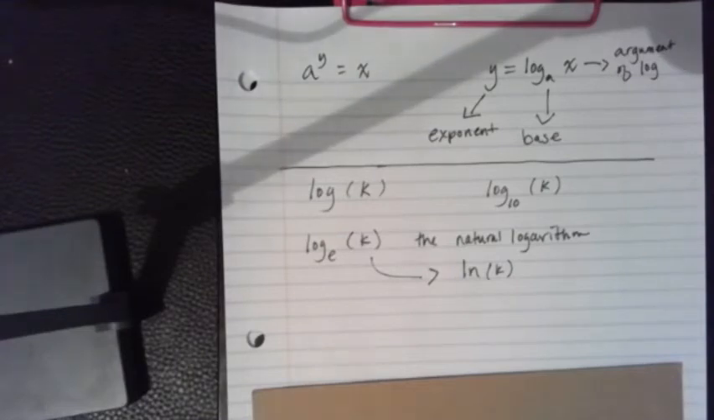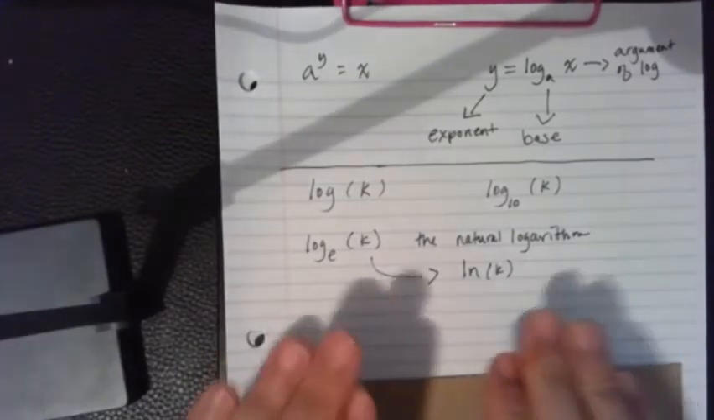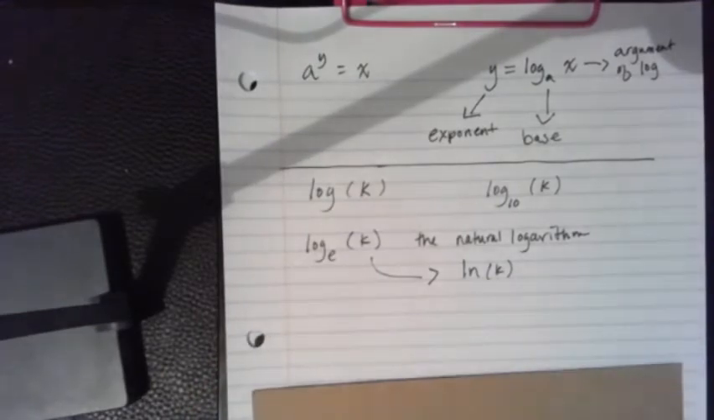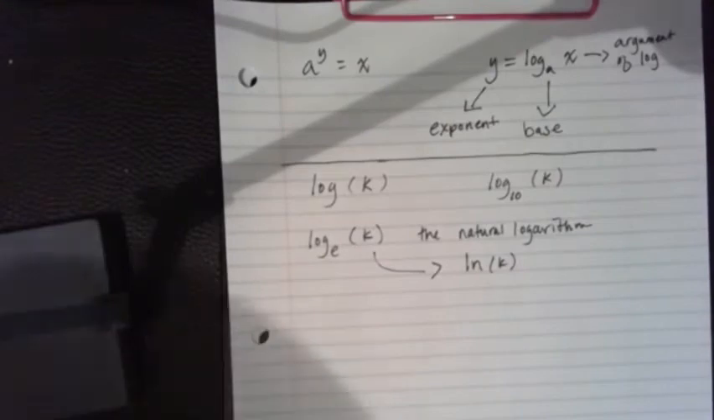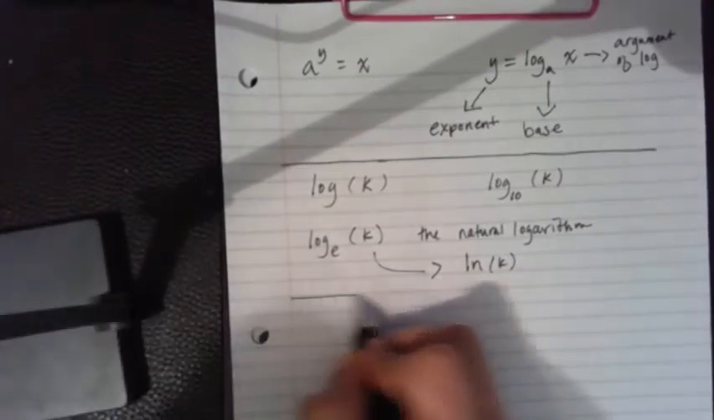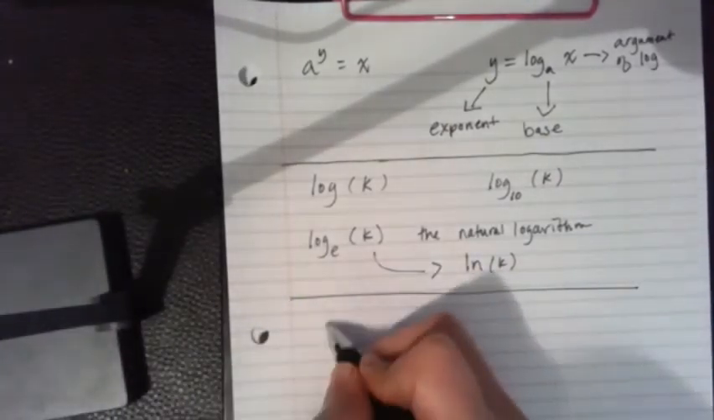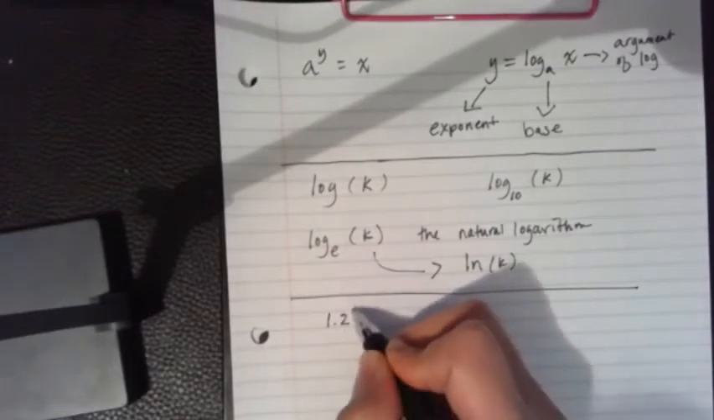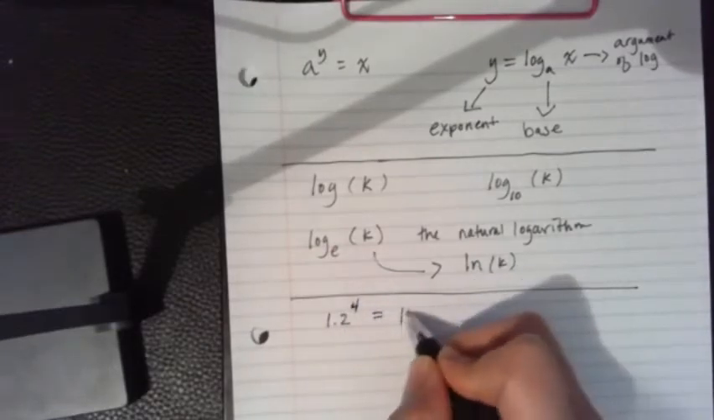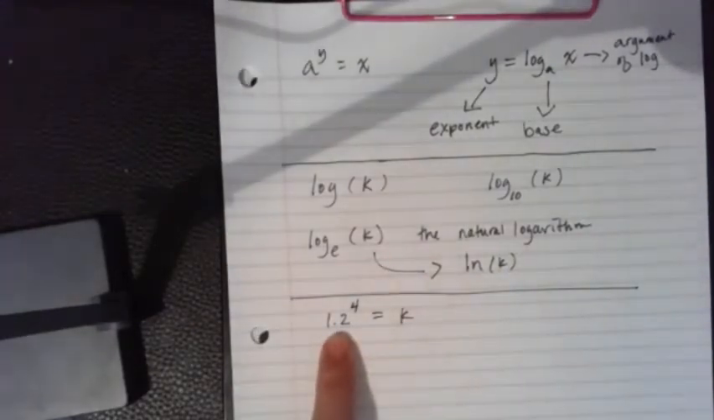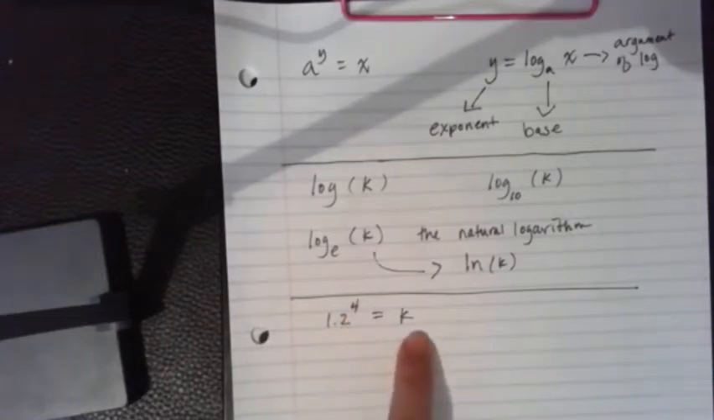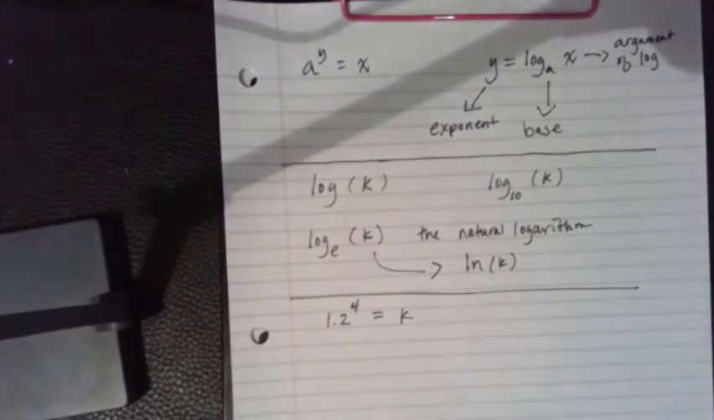So this gives us a way to rewrite exponents. So let's do that. Let's say I have 1.2 to the fourth power, and that's equal to some number k. I could certainly take 1.2 and put it into my calculator with a power of 4 to see what it equals, but we want to rewrite this as a logarithmic statement.